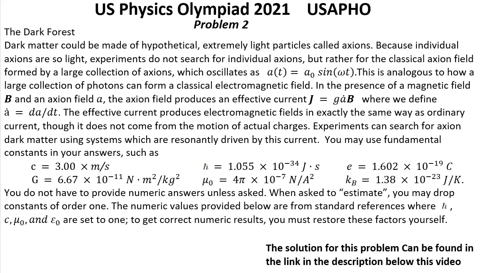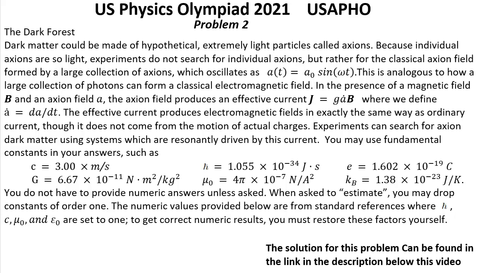Because individual axions are so light, experiments do not search for individual axions, but rather for the classical axion field formed by a large collection of axions, which oscillates as A(t) = A0 sin(ωt). This is analogous to how a large collection of photons can form a classical electromagnetic field.